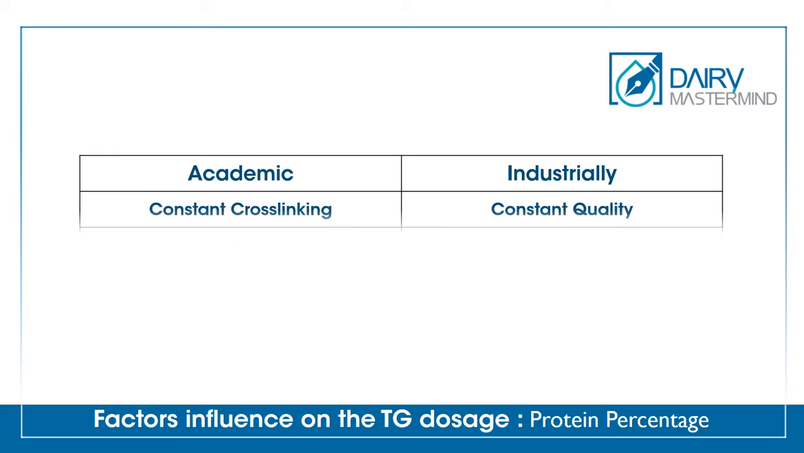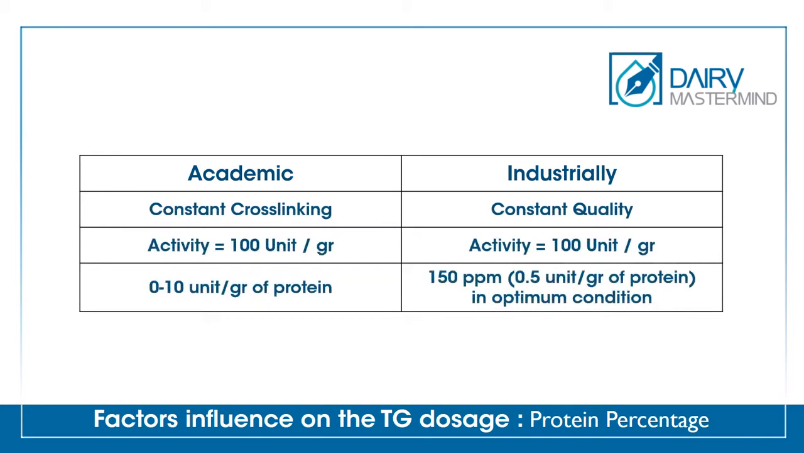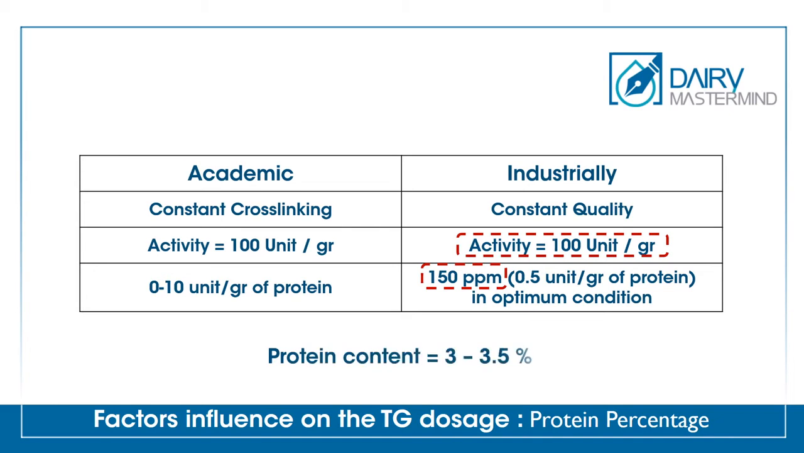Industrially, to keep the quality constant while reducing costs, they've reduced the amount of protein and reinforced the remaining with TG enzyme. Therefore, TG enzyme producers in optimum condition recommend 150 ppm of TG with activity of 100 units per gram, when the protein is about 3 to 3.5%. This value is equal to 0.5 unit of enzyme for each gram of protein. This amount can be increased up to 3 times for stirred yogurt.